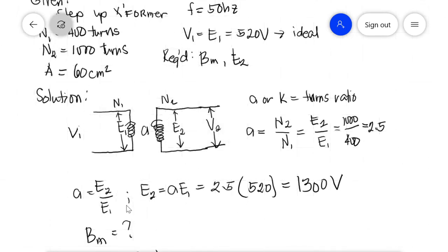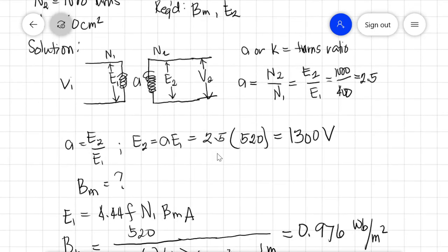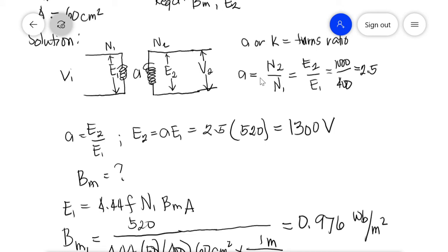We can now solve the induced EMF at the secondary. So from this formula, A is equal to E2 over E1. So E2, you can solve, E2 is equal to A times E1. So 2.5 times 520 is equal to 1,300 volts. This is the induced voltage at secondary.